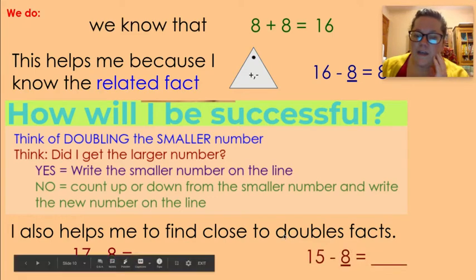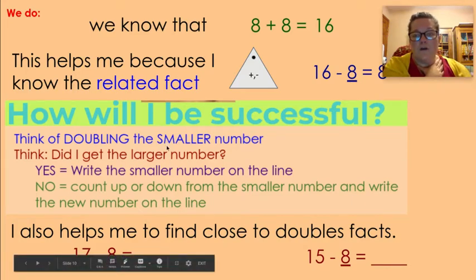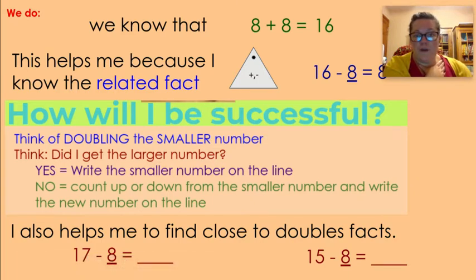All right. The next one says 15 minus 8. So again, you see the 8 is underlined because you need to double the smaller number. So 8 plus 8 equals 16. Now, did you get the bigger number 15? Again, no, that's one smaller than 16. So we're going to count back one. So instead of adding the 8 to get 16, 15 is one less. So we're just going to take one away, and that would be 7. So 15 minus 8 is 7.